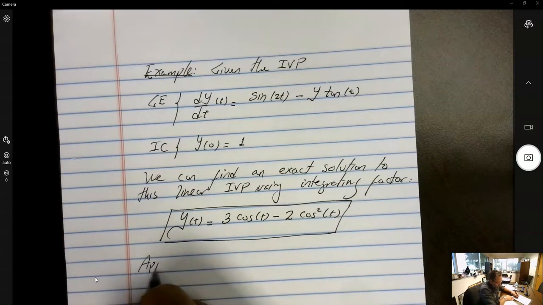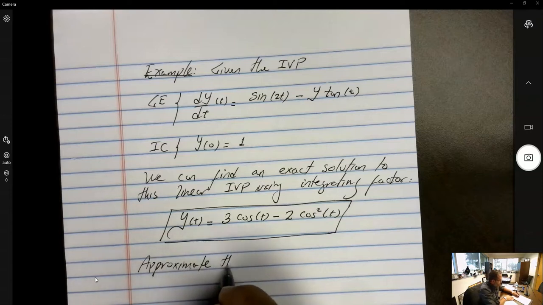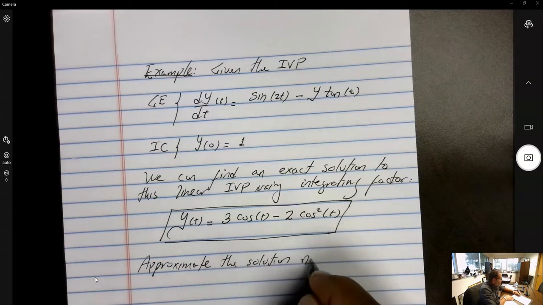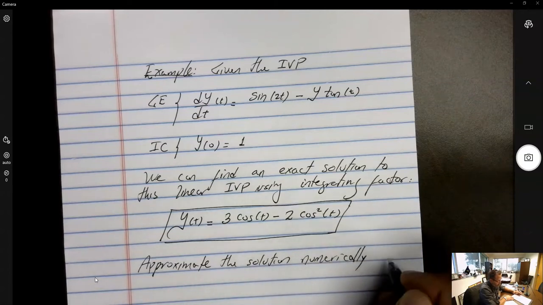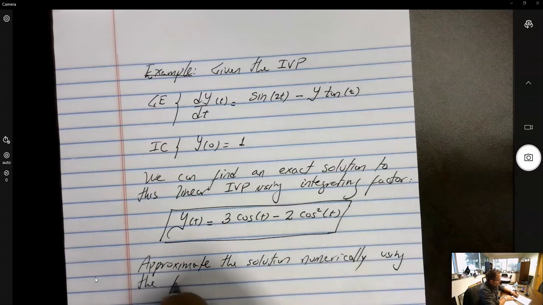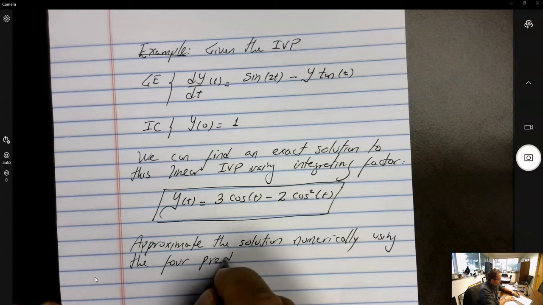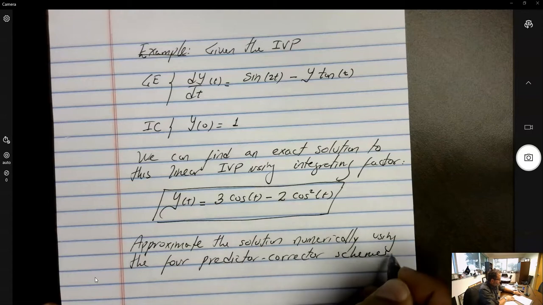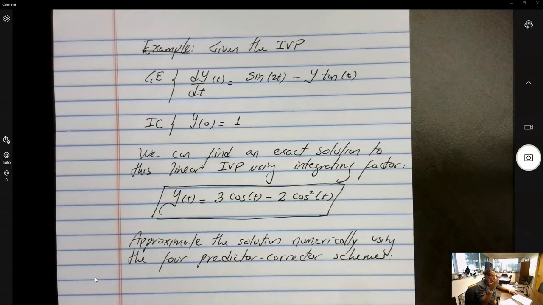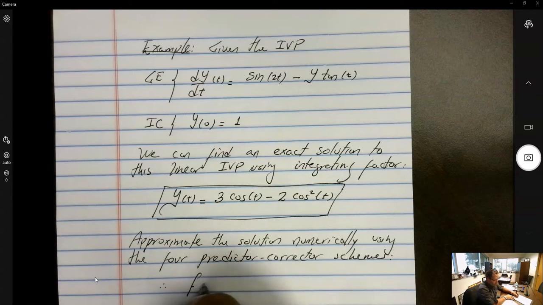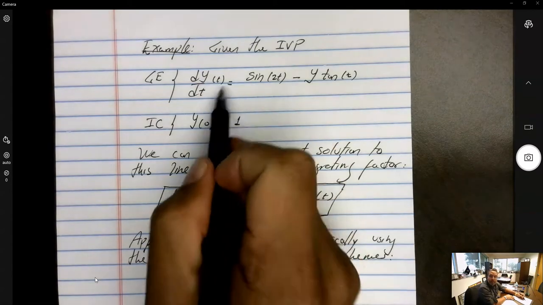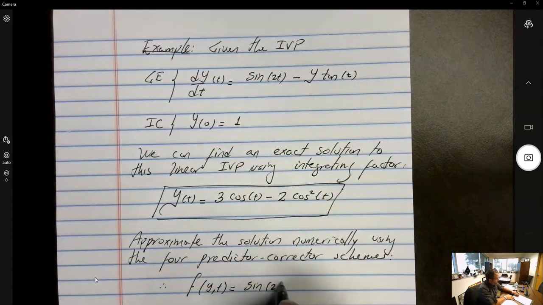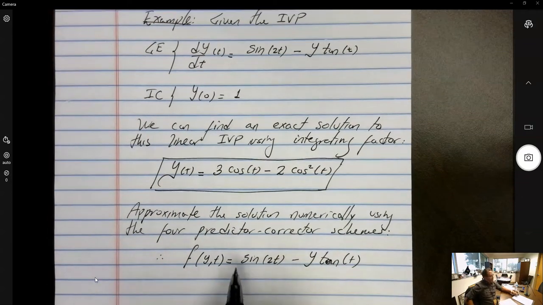So we're going to approximate the solution numerically using the 4 predictor corrector schemes. Okay, there's not just 4 predictor corrector schemes. There's many more than 4, but I just showed you 4, so we're going to use these 4. So that f of y and t, so the differential equation, is equal to f is equal to the sine of 2t minus y times the tangent of t. Okay, this is what defines the differential equation.